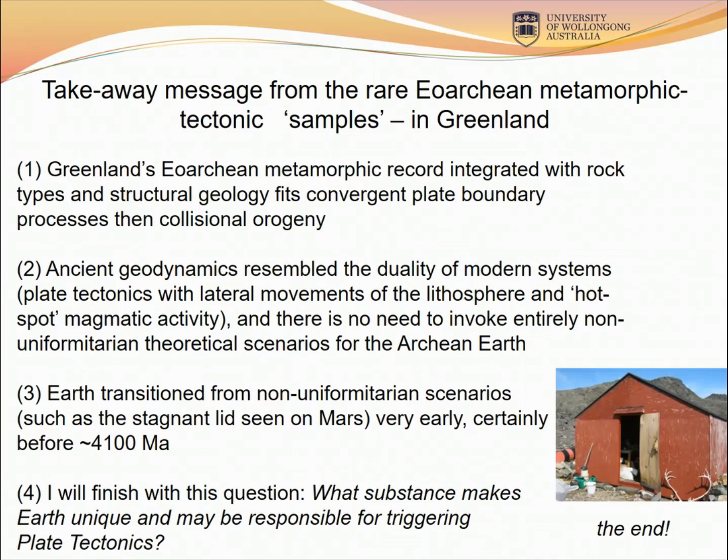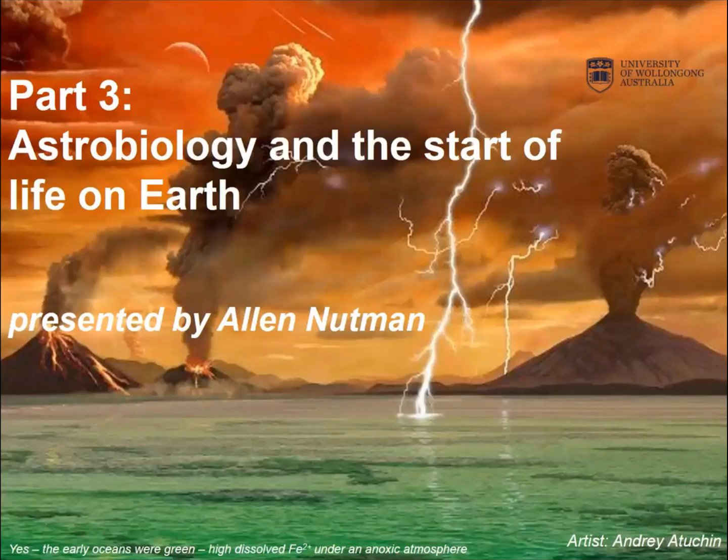So Earth transitioned from this non-uniformitarian state, such as a stagnant lid seen on Mars, very early, and certainly probably before 3,100 million years. So finish with this question: what substance makes Earth unique and may be responsible for triggering plate tectonics? It is something that Earth has, and none of the other silicate bodies in the solar system have. Okay, I think it would be pretty obvious what that substance is.